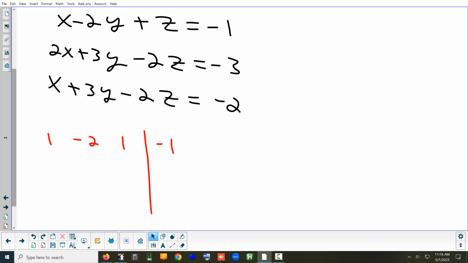How about my second row? 2, 3, -2. All right. And my third row. 1, 3, -2.